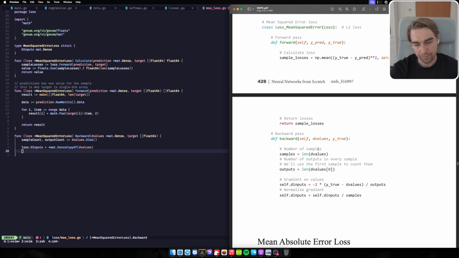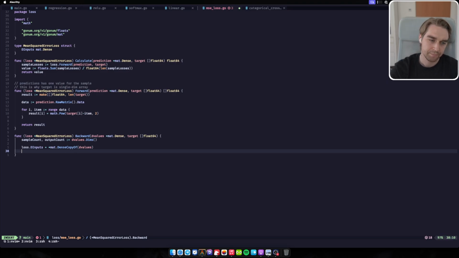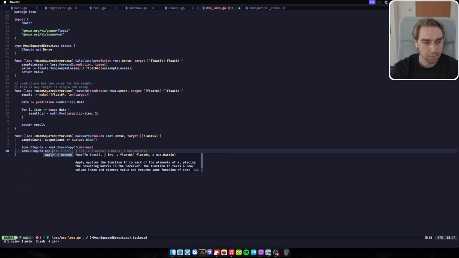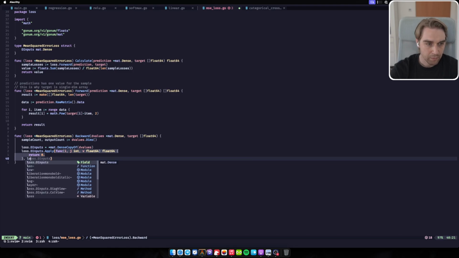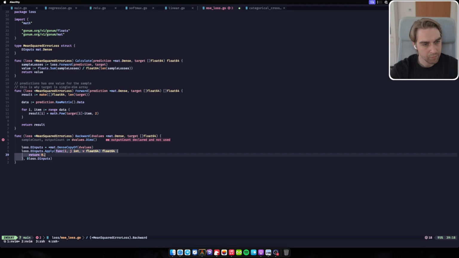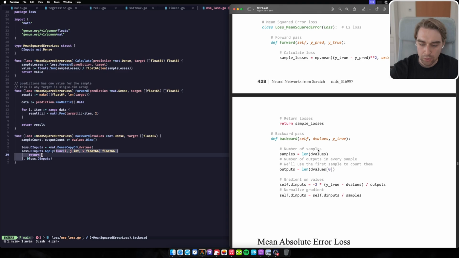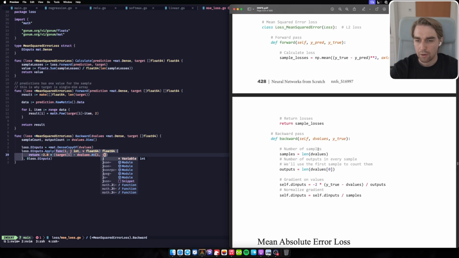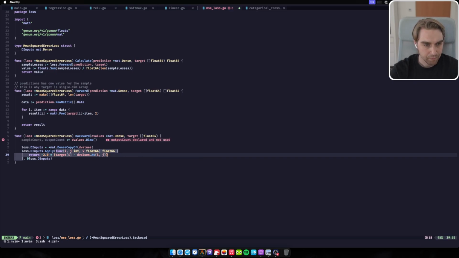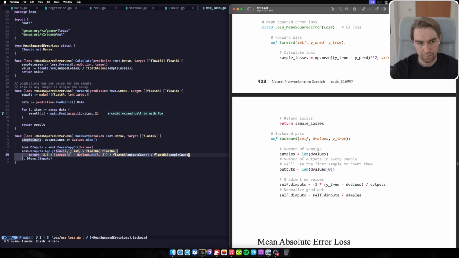Then for loss the inputs apply func return 0, loss the inputs. How are we going to calculate it? There is -2 multiplied by target from the row minus d values at ing, okay, then divided by the output count and divided by the sample count, right? And that's it.